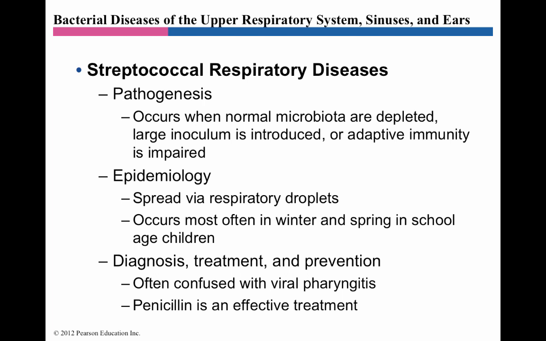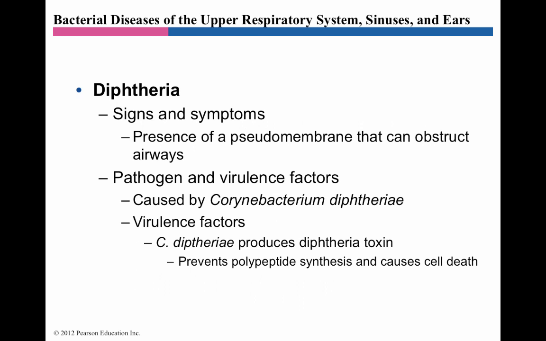All right, let's see. Other bacterial infections of the upper respiratory system include diphtheria. Signs and symptoms of diphtheria. This is very different from strep throat, and diphtheria is not part of our normal flora, not part of the normal microbiota like the staph or strep bacteria were. Diphtheria is caused by Corynebacterium.